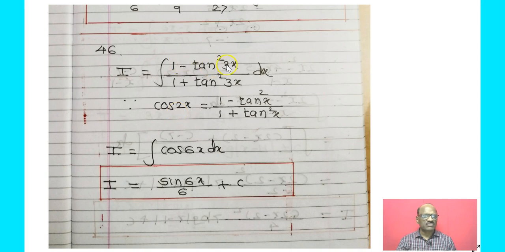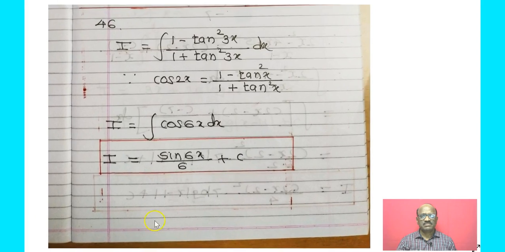Now (1 minus tan square 3x) upon (1 plus tan square 3x) can be written as cos of 3x. Whatever this angle, this is 2x and this is x, it becomes 2x. Therefore this is a 3, it becomes 6x. Now the integral of cos is sine upon the coefficient of x. Therefore I is equal to sine of 6x upon 6 plus c.